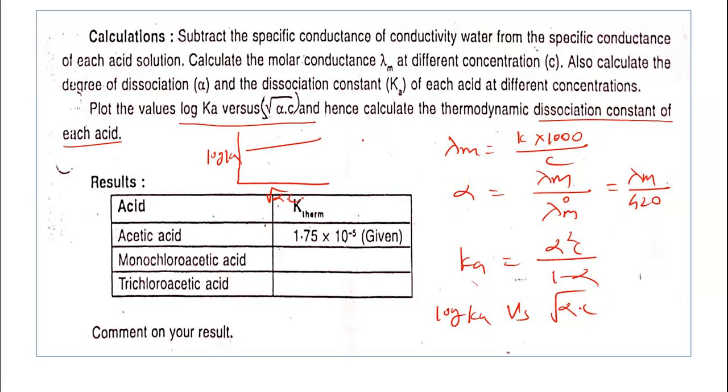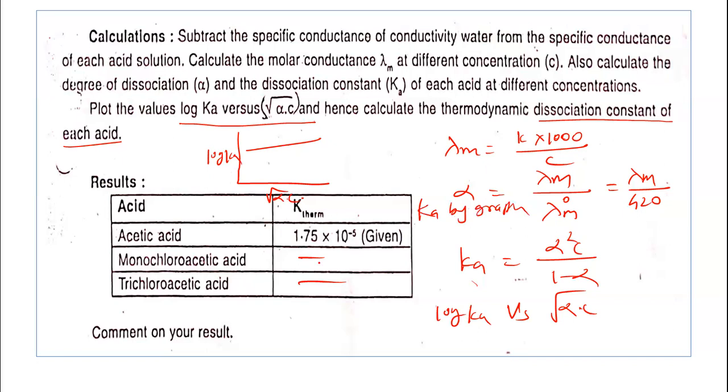So you can see the result table here. This is by calculation, and similarly we have to write the K value by graph also. For monochloroacetic acid we have to write that value here. For trichloroacetic acid we have to write that value here. So in this way we can determine the dissociation constant of monochloroacetic acid and trichloroacetic acid.